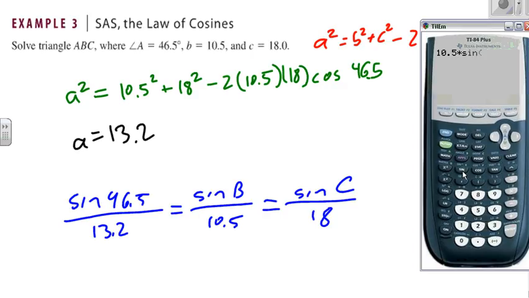10.5 times sine 46.5 divided by 13.2. 0.577. We need the inverse sine of that. 35.24.